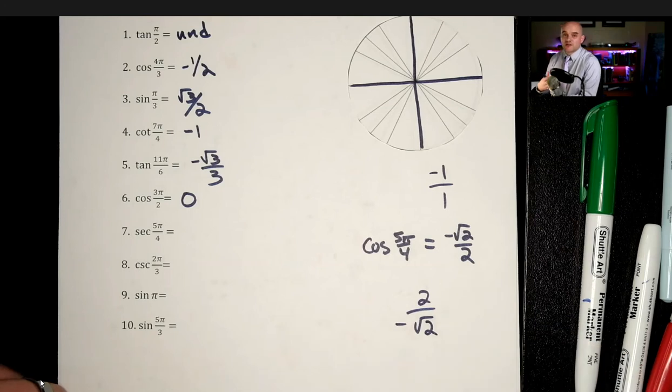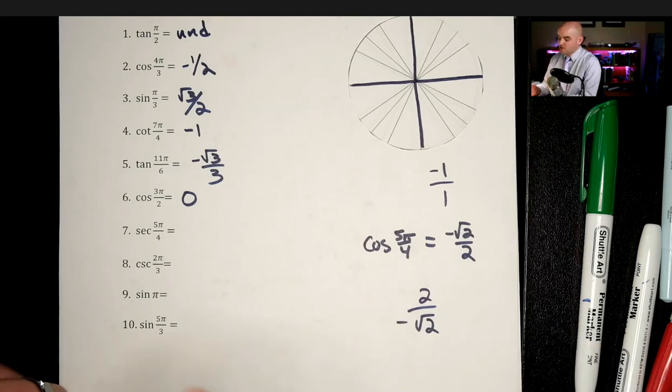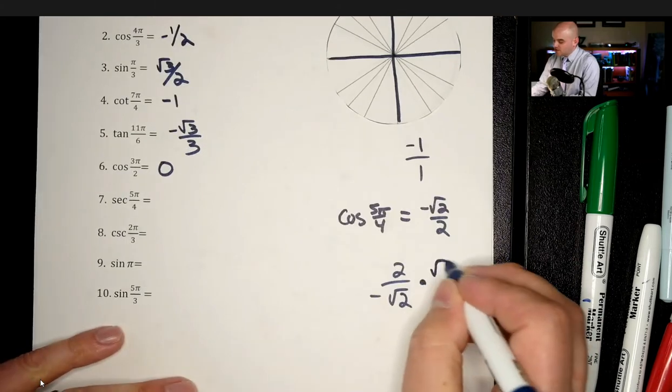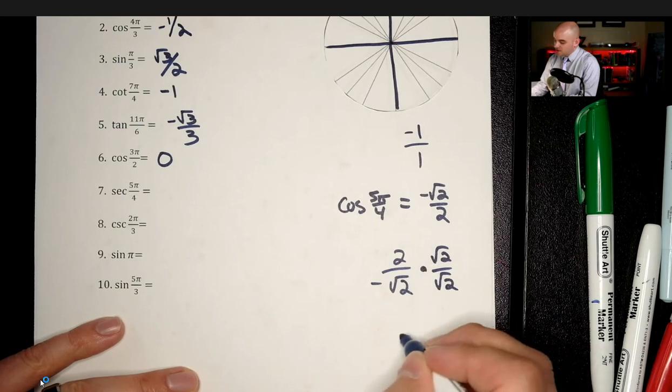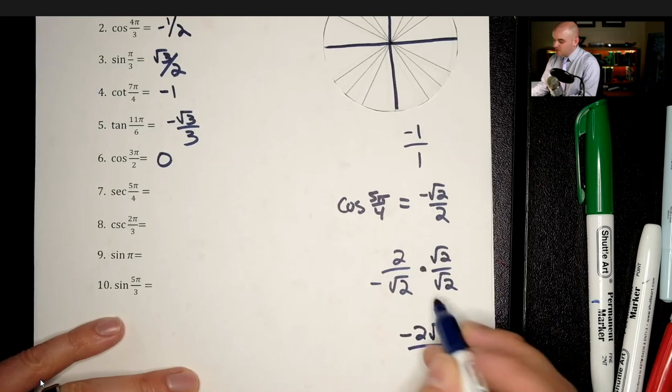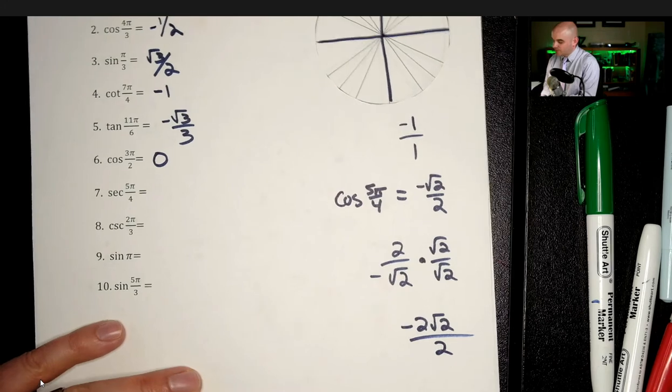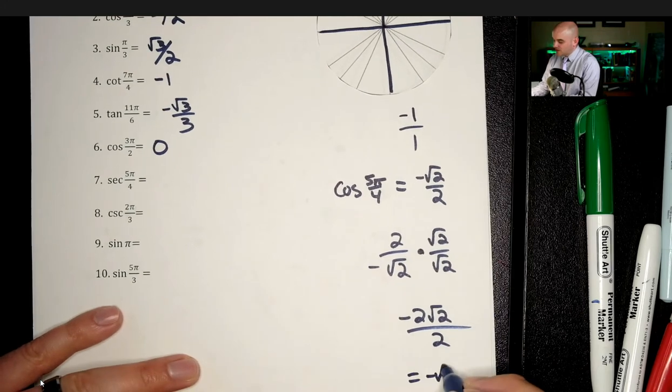And honestly, on my quizzes, I'm happy for the reciprocal ratios if you don't rationalize them. There's not really a need, but maybe you got a teacher that cares. So we can multiply this by √2 over √2. This gives me -2√2 over 2, which just equals -√2.